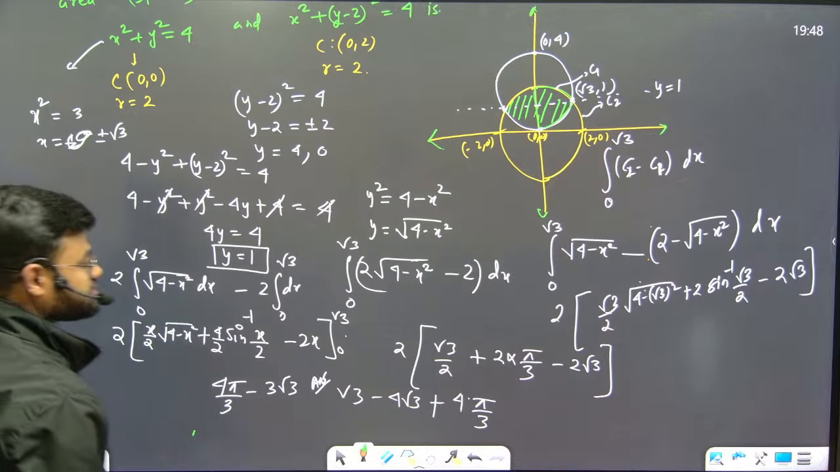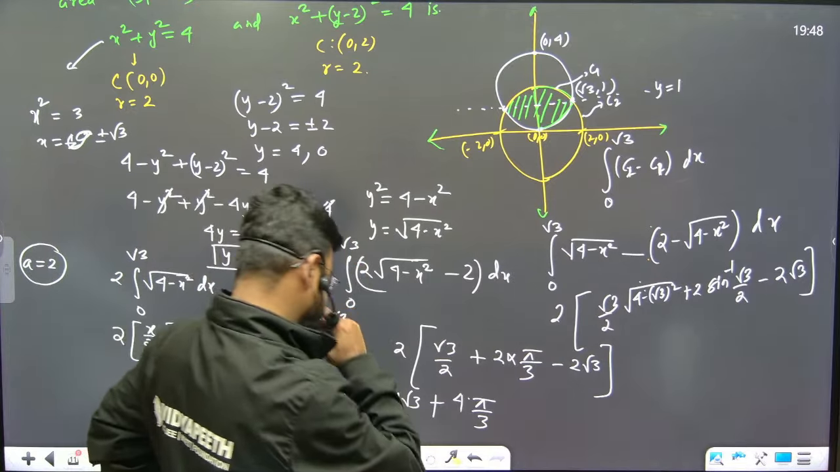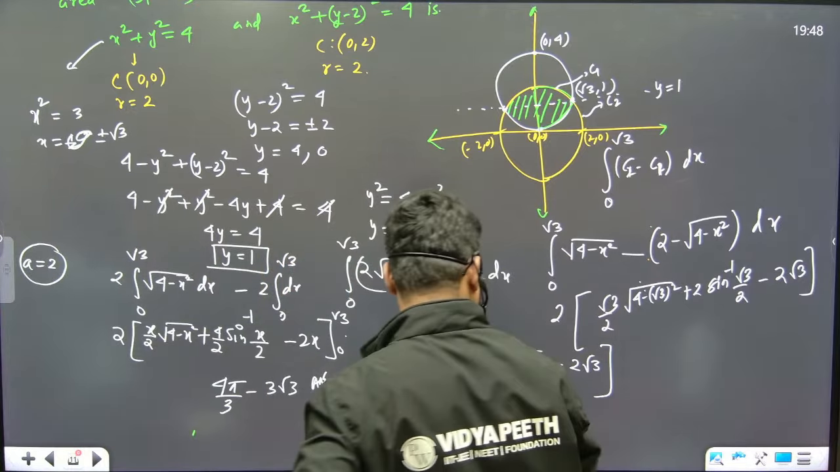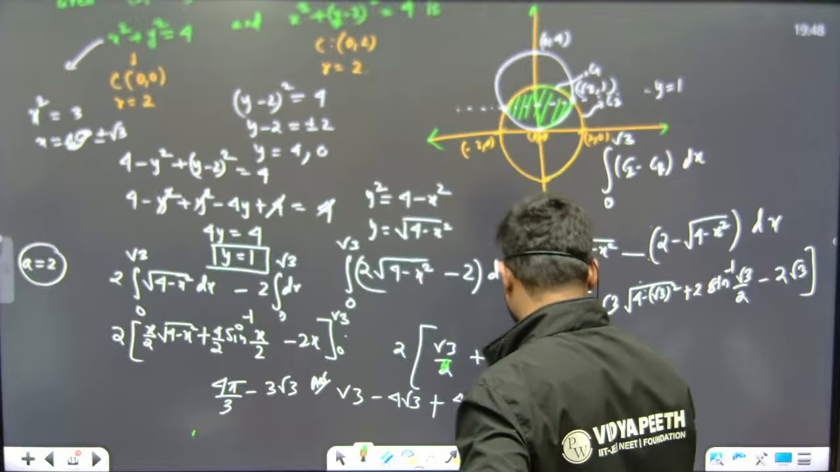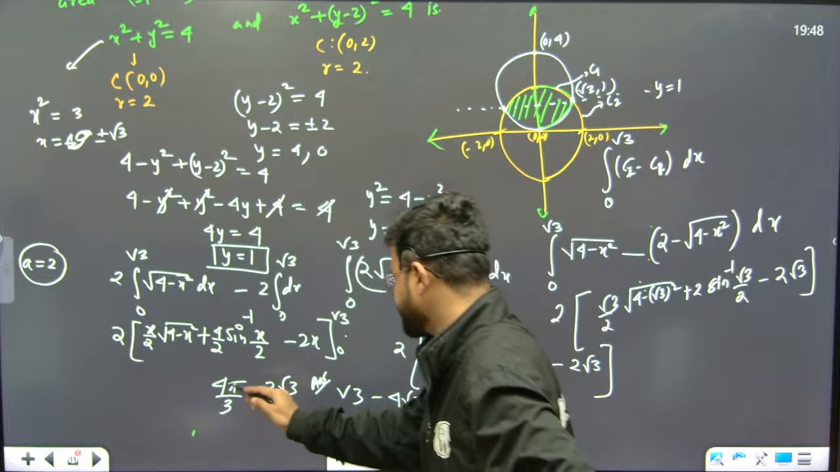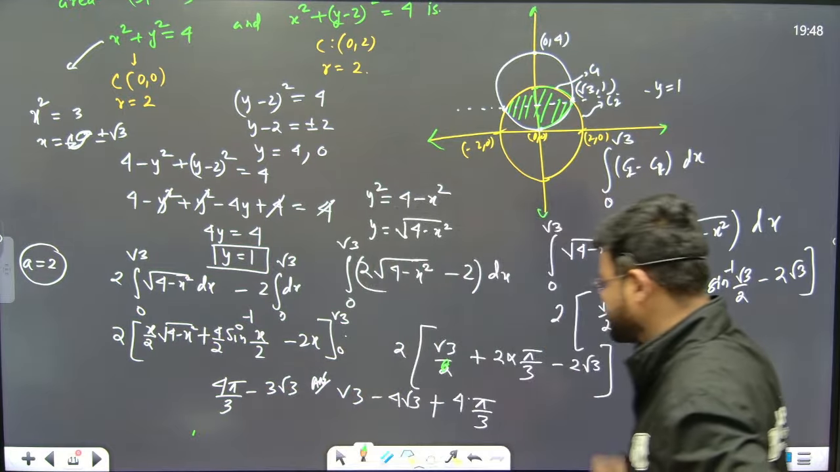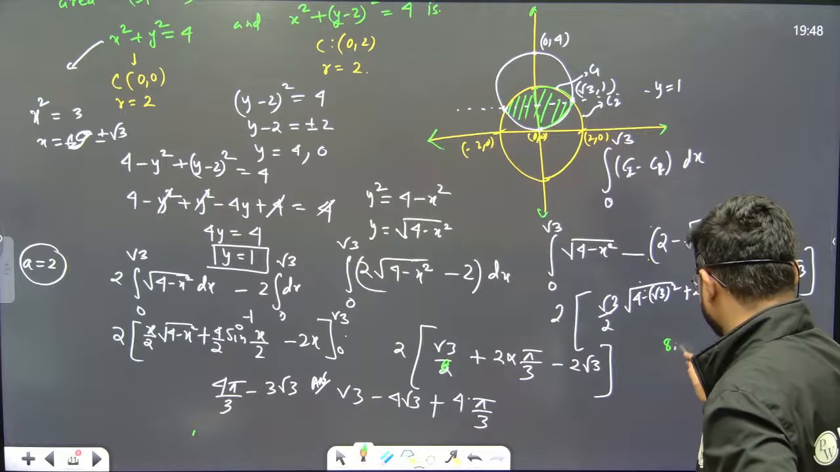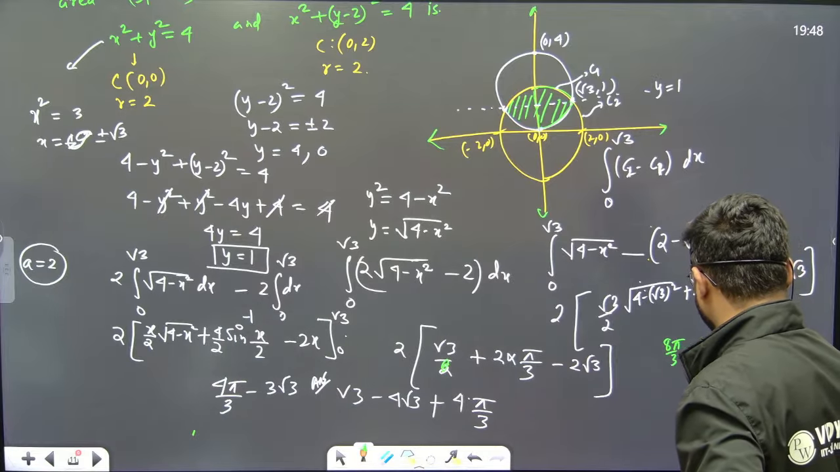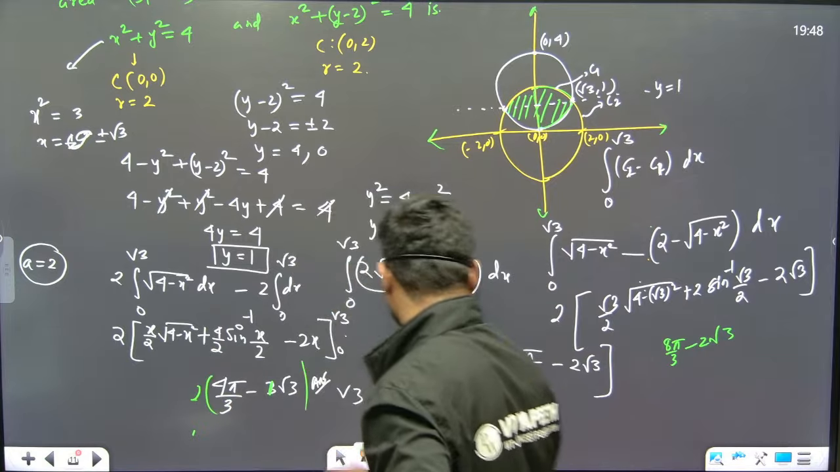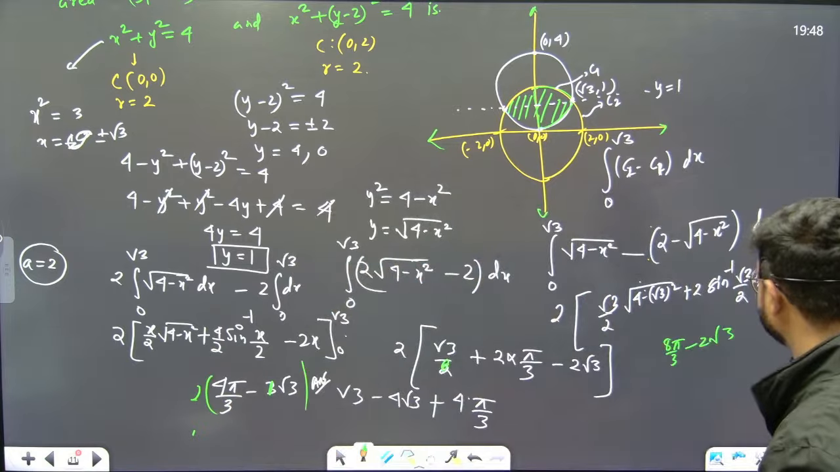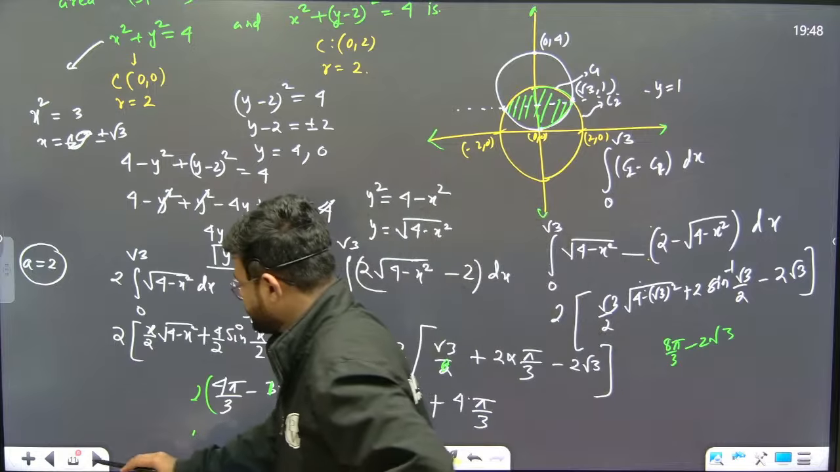So I think in this question, you just have to double the area. Just take care of that. I think I made a slight mistake here. So this will come as root 3 minus 2 root 3, and double it. So you will get 8 pi by 3 minus 2 root 3 as the answer. Correct? So you have to double this area. Right? Just take care of that. Now let's see some more questions.